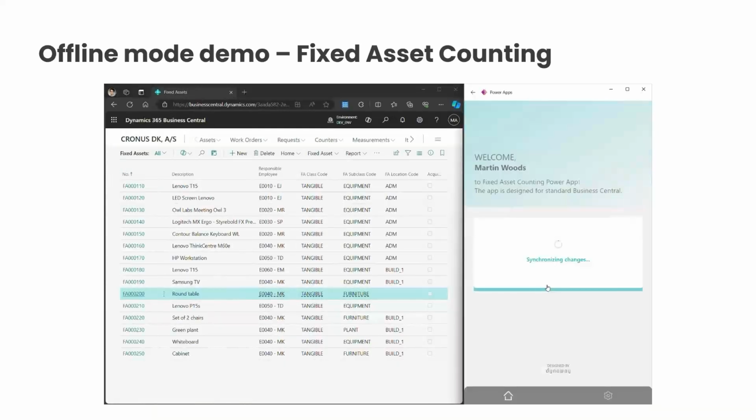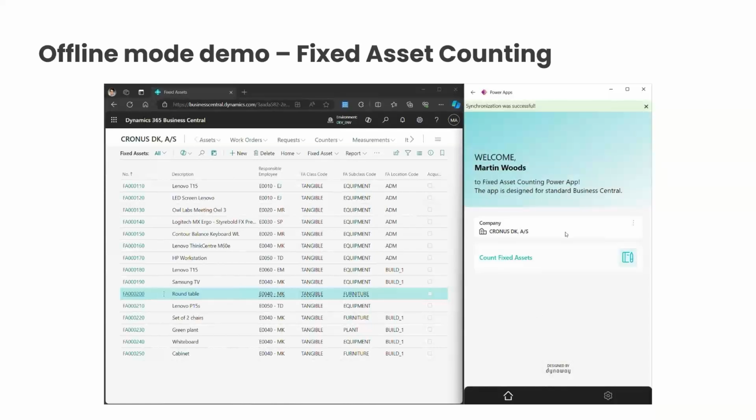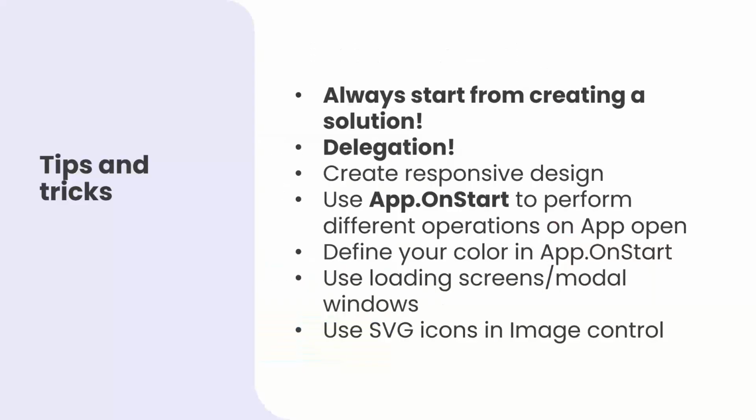So now let's synchronize what we have made in our Power App. Oh, and this instance of the app is run in Windows client. So that is the reason that I was able to record it side by side. And now after a while, the synchronization was successful. And as you can see, after refreshing the Business Central, the changes are also present in Business Central. So that's it for the demo, and some tips and tricks.